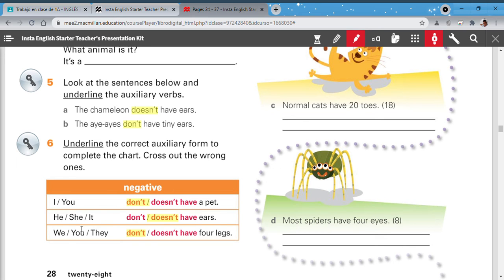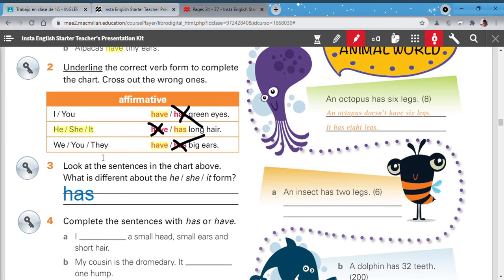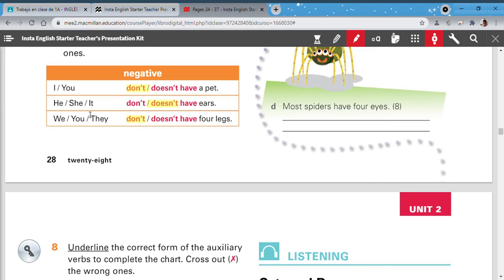Sorry, he doesn't have ears. She doesn't have ears. It doesn't have ears. We don't have four legs. You don't have four legs, or they don't have four legs. Listen, look at the difference. In this case, the correct form was has, but here the correct form is have.